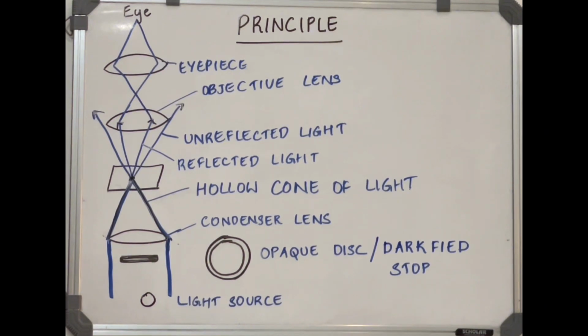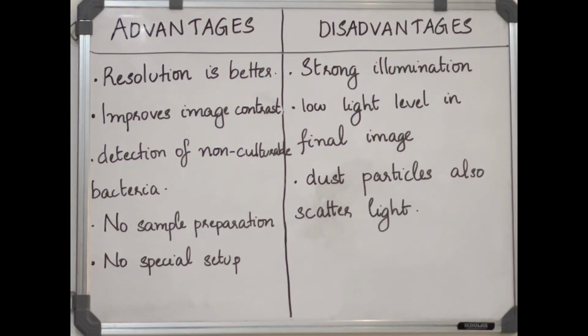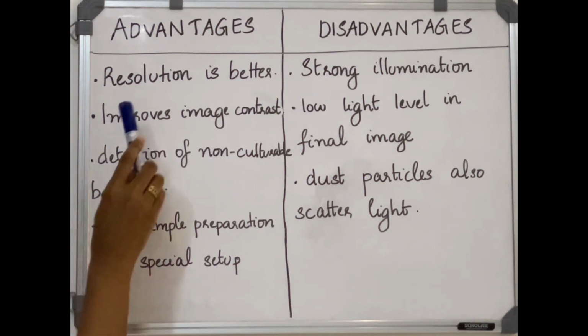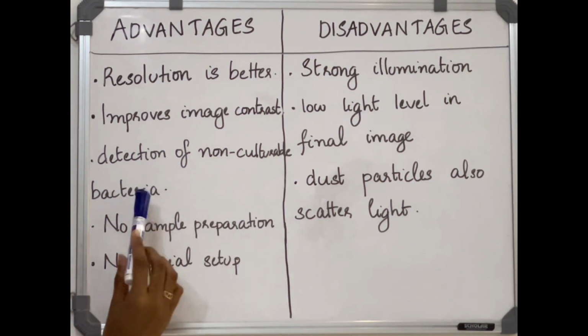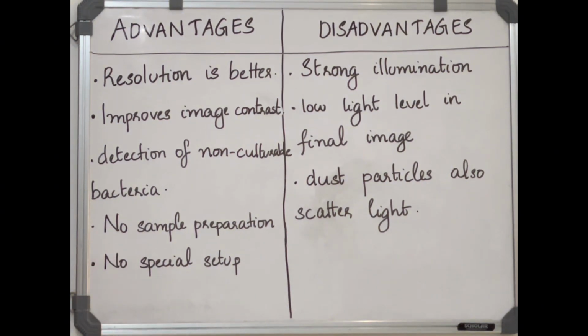So how does the image appear? The specimen will be brightly illuminated and the background will be dark. Okay. Now the advantages and disadvantages of the dark field microscope. The advantage is that the resolution is much better when compared to that of a bright field microscope. Improved image contrast: even without staining the specimen, we can improve the image contrast. It also helps in detecting non-culturable bacteria that are present in patient samples. And no sample preparation is required, no special setup is required.